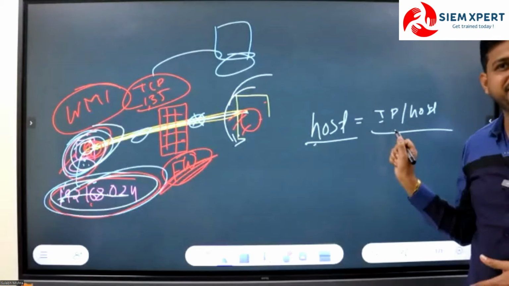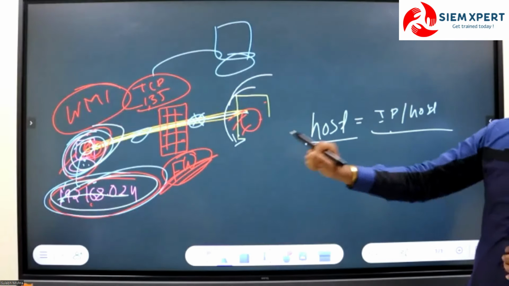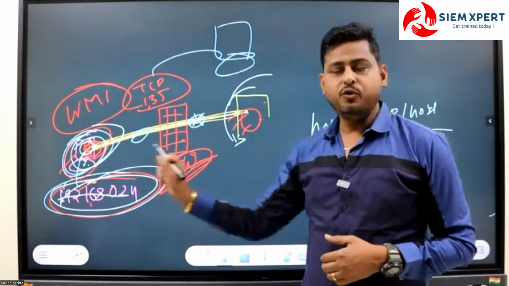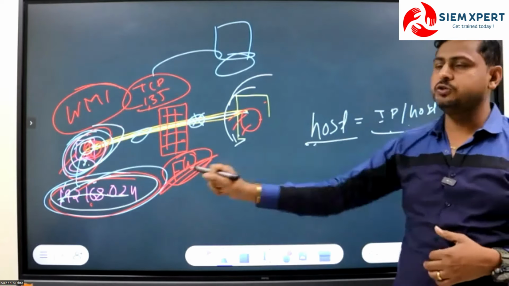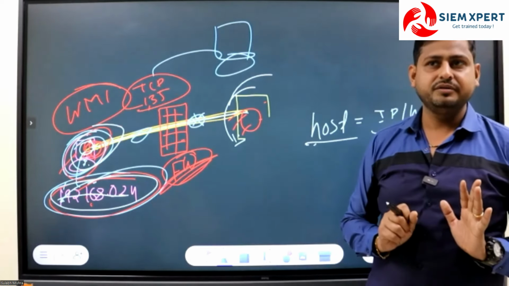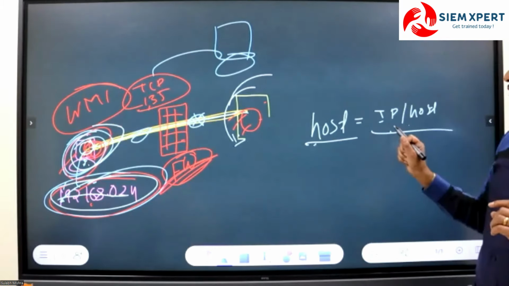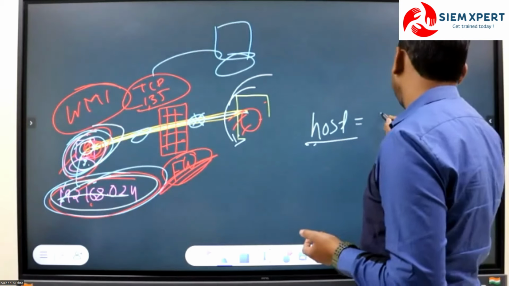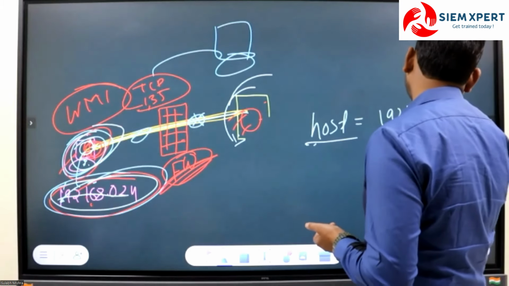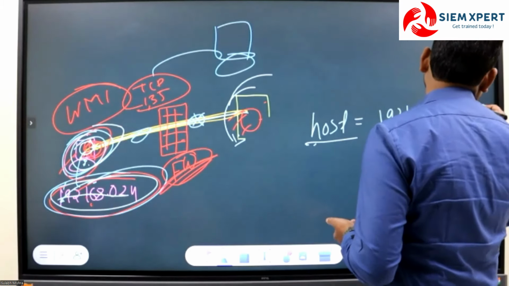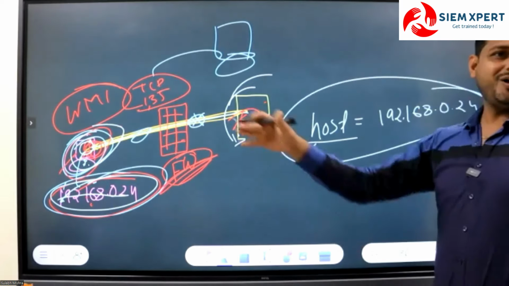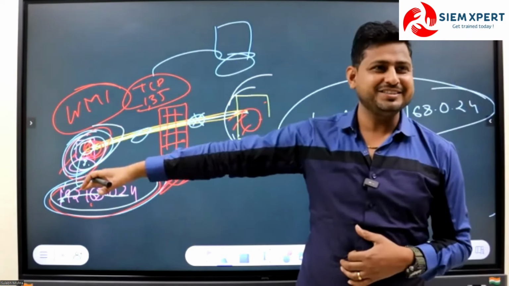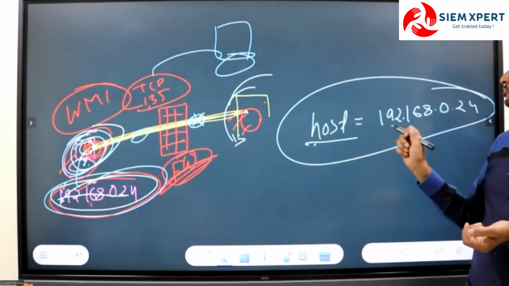So you have to define here in the next stage. You identify this particular device's logs: host is equal to host name or host is equal to IP address. If I define host equal to IP address, then you can define host is equal to 192.168.0.24. So whatever logs are collected from the particular device, it will add this field host equal to this IP address.